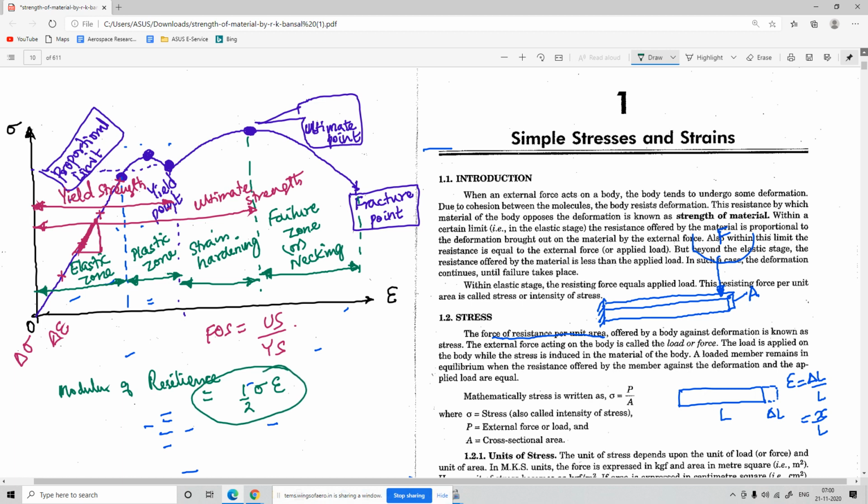To find this parameter, you should find the area under this particular graph, the shaded portion which I am marking, the elastic zone. So you should find the area under this elastic zone. Clear? Noted? Just let me know.